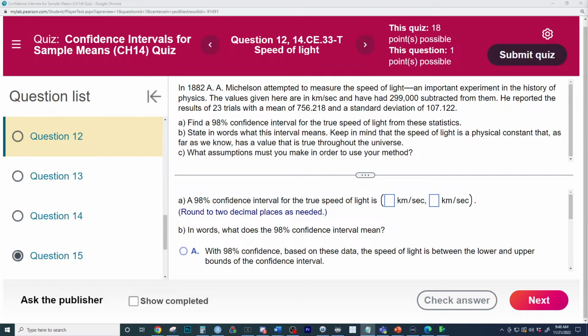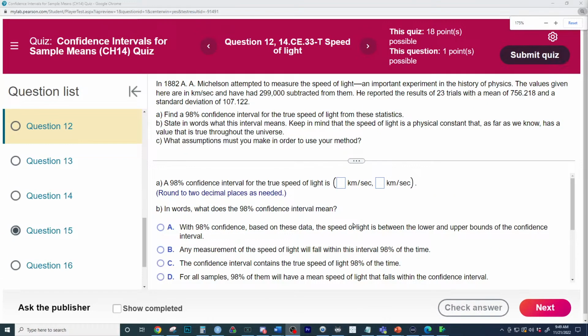Let me take the timestamp on this. In 1882. I always try to go above and beyond these questions so that you can get more information than you need for the question. You can have the information you need for the test. Okay. Here we are. Not a bad question. I agree. Don't ban that question. In 1882, A.A. Michelson attempted to measure the speed of light, an important experiment in the history of physics.